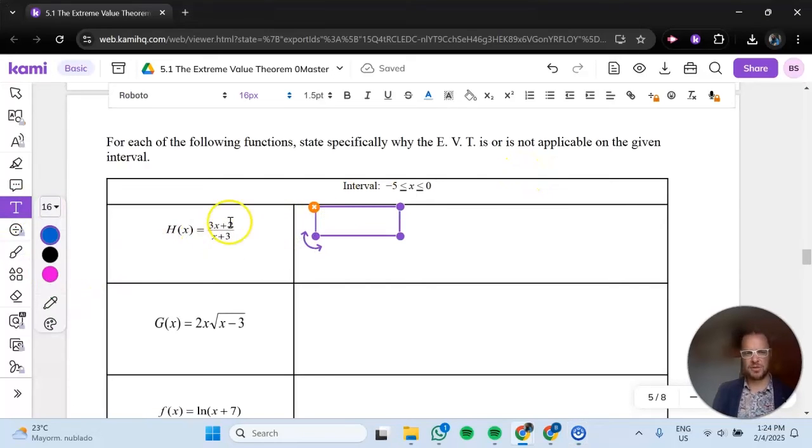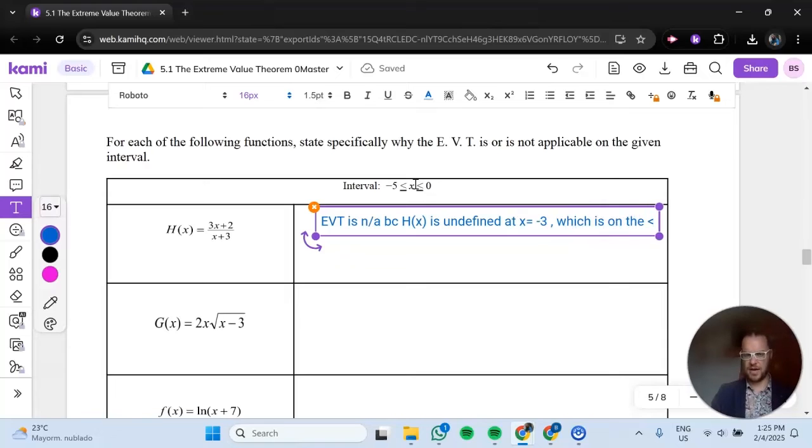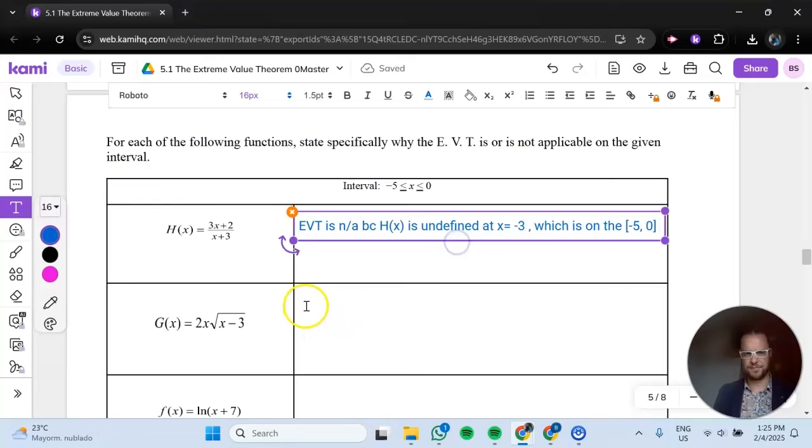All right. So if we look at this one here, and we're looking at -5 to 0, the potential problem is at -3. And of course, -3 is on this interval. Therefore, we cannot use it. So we have to say that EVT is not applicable, because h of x is undefined at x equals -3, which is on the interval that we have, -5 to 0. So therefore, we cannot actually use it in this case.